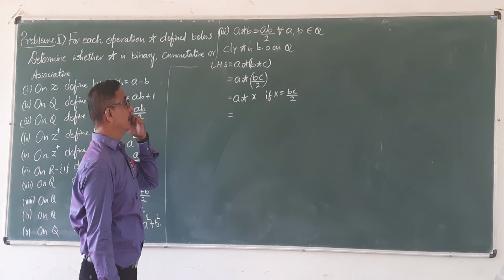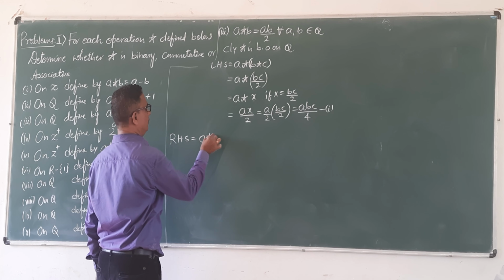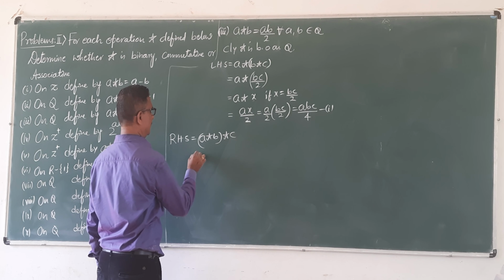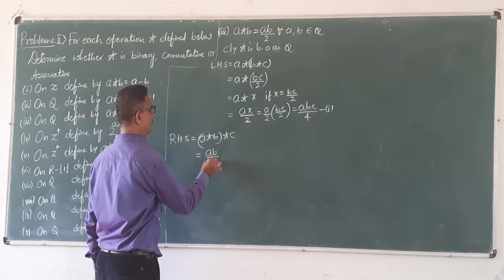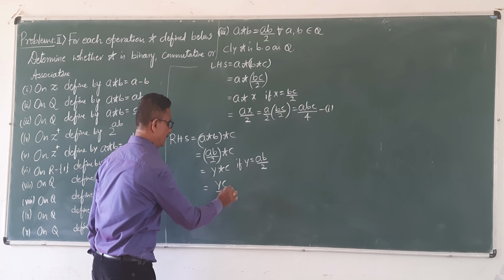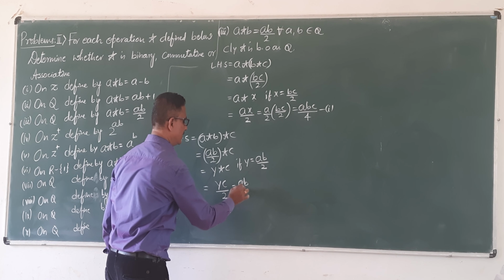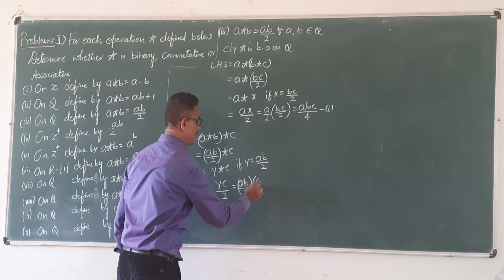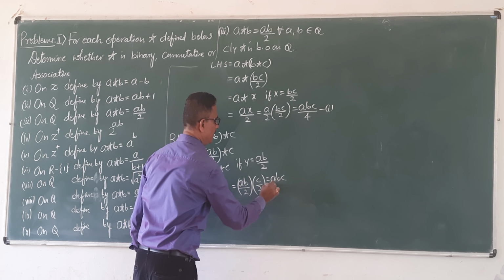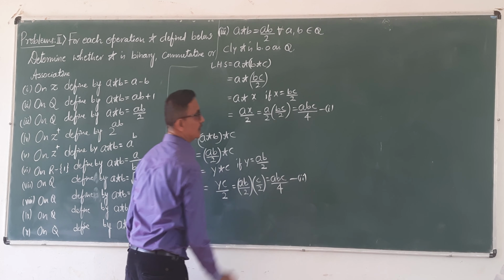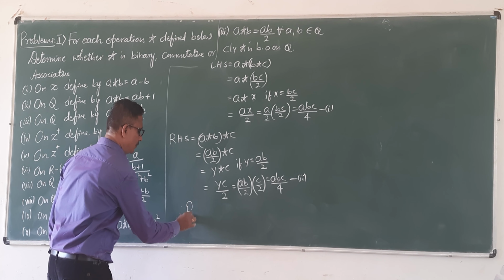Right? And take RHS. (A star B) star C. A star B, value given, AB by 2, star C. Put AB by 2 is equal to Y, so Y star C, where Y is equal to AB by 2. Since A star B is equal to AB by 2, what is Y star C? YC by 2. The value of Y is AB by 2 into C by 2. That is ABC divided by 4. Observe equations 1 and 2. Both are equal.